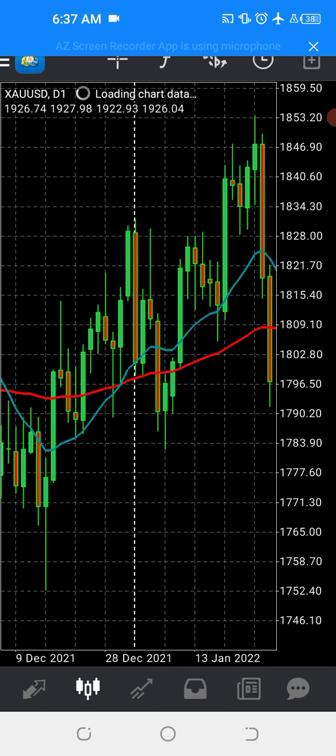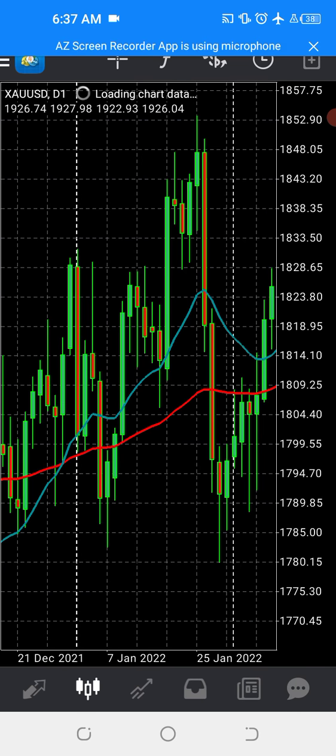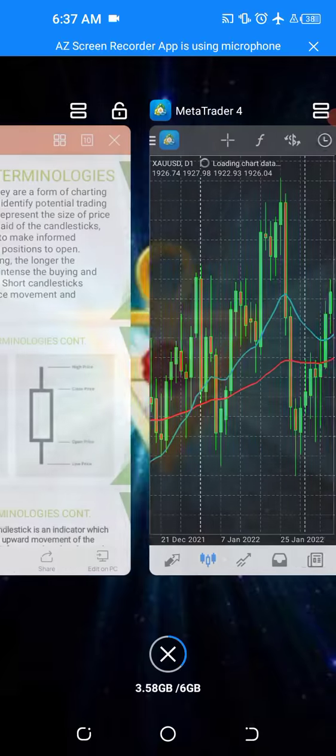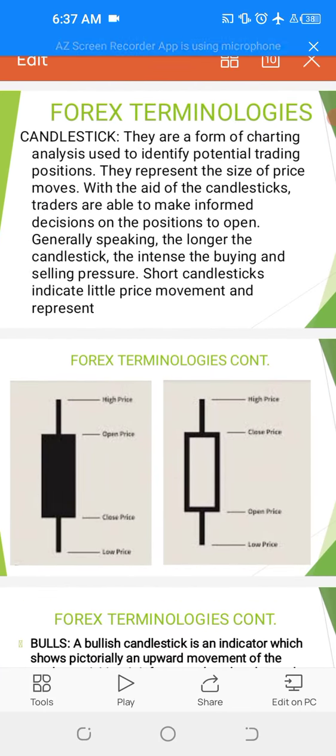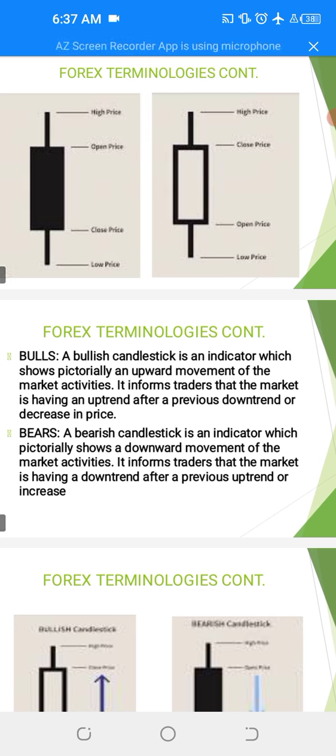This one you are seeing here now, you can see the green candlesticks are formed when there is an upward movement, while the red candlesticks are formed when there is a downward movement. Therefore, the green candlesticks are bullish, while the red candlesticks are bearish. So those are the two different types of candlesticks that we are going to be seeing. Okay, I wrote it here.